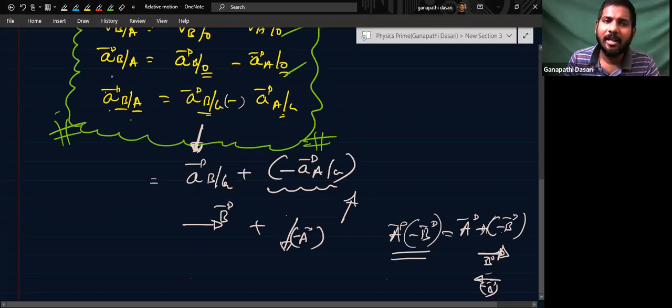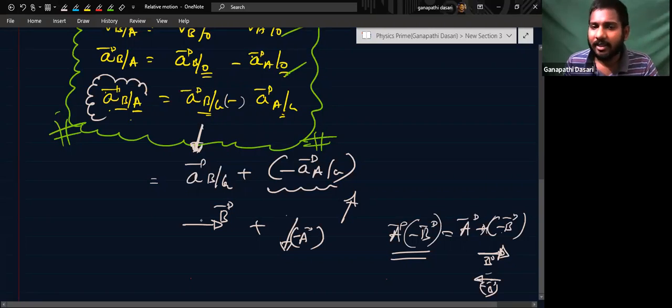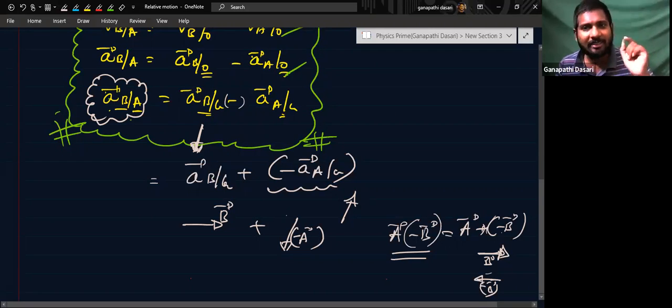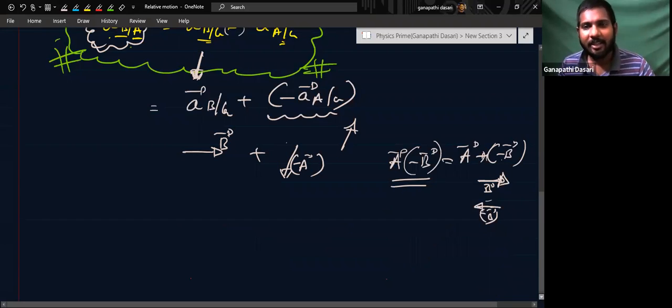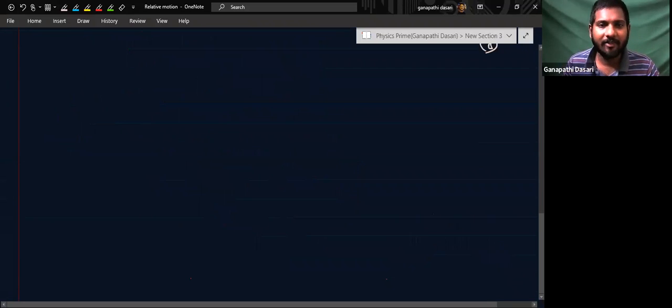Then you will find out what is the relative acceleration. Got it? In a similar way, you can find out relative velocity and you can find out relative position. You just wait. You will get a bit more clarity while going ahead.